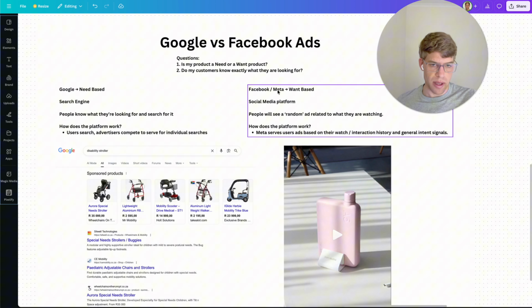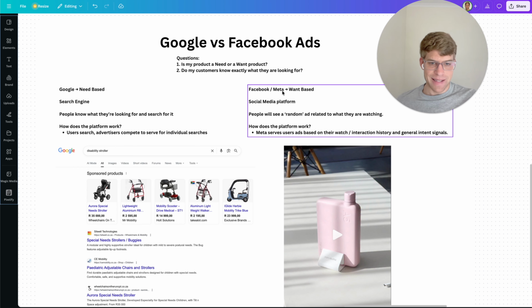So just if you're not aware, Meta is the parent company of Facebook, Instagram, WhatsApp, etc. So when you advertise on Facebook, you advertise on Meta, and then Meta distributes your spend across whichever platform in their metaverse is most suited to your ads. So whether that's Instagram, Facebook, etc. So just to clear that up.